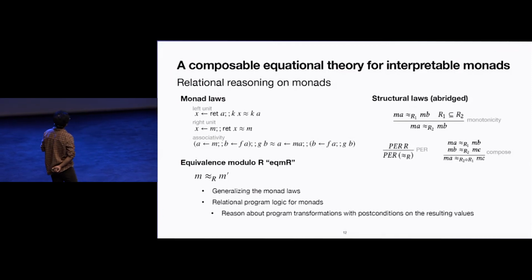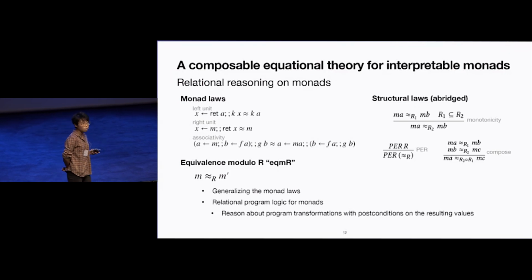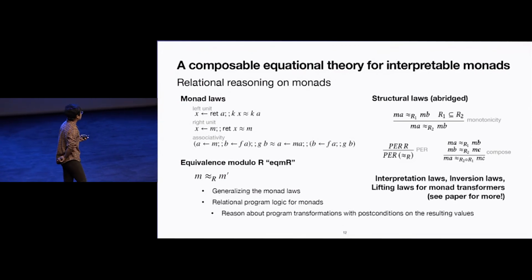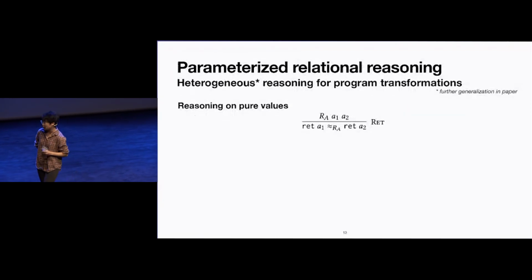Furthermore, we have some structural laws that we've characterized this equivalence to hold. So in order for this to be a useful equational theory, there are some expected laws, such as monotonicity over the parametrized relation. And if the relation that you're parametrizing over is a partial equivalence relation, the resulting EQMR will also be a partial equivalence relation. And then also the relations compose in a somewhat expected manner. You can find interpretation laws and inversion laws and lifting laws for monad transformers in the paper, if you are interested.